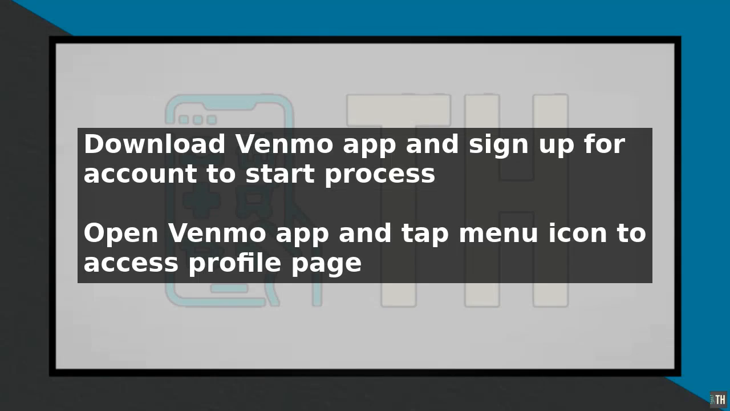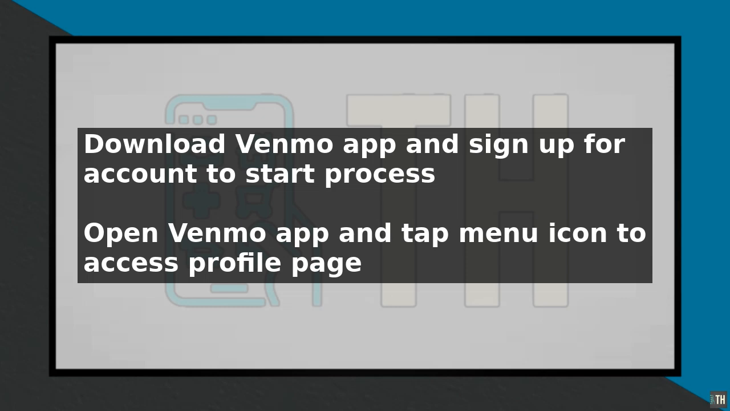Getting a Venmo QR code is a straightforward process that can be completed in a few simple steps. To start, you need to have a Venmo account. If you don't have one, download the Venmo app and sign up for an account.